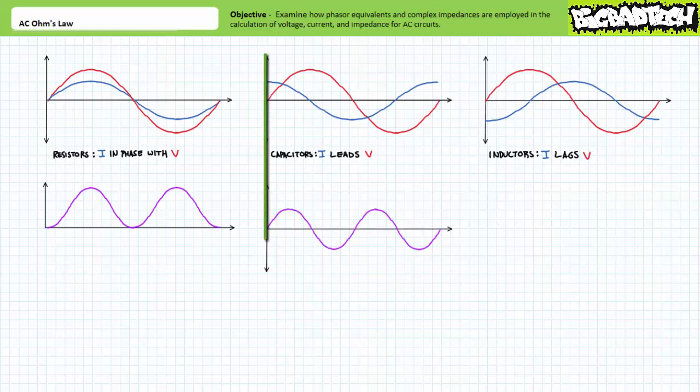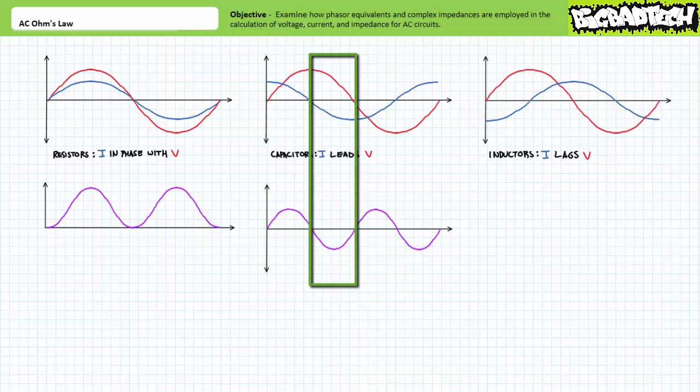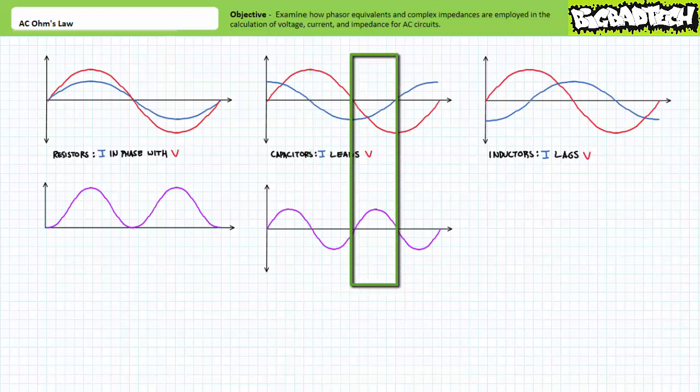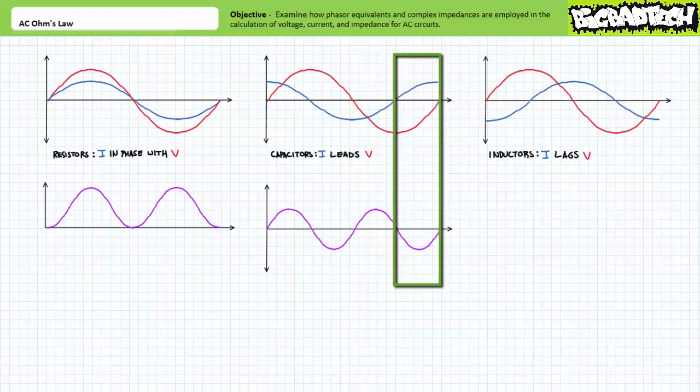In terms of the capacitor, a period of positive voltage times positive current yields a period of positive power while the capacitor is charging and absorbing energy. A period of positive voltage times negative current yields a period of negative power while the capacitor is discharging and supplying energy. A period of negative voltage times negative current yields another period of positive power while the capacitor charges and absorbs energy. Finally, a period of negative voltage times positive current yields a period of negative power while the capacitor is discharging and supplying energy.